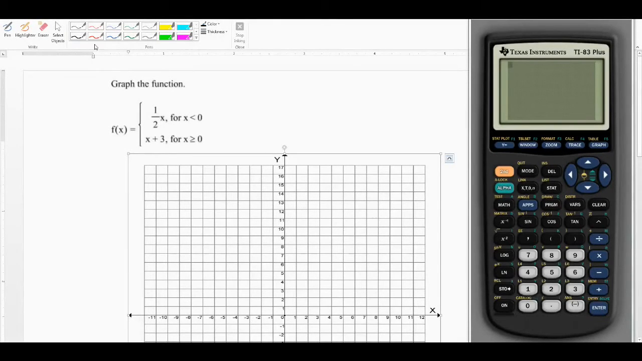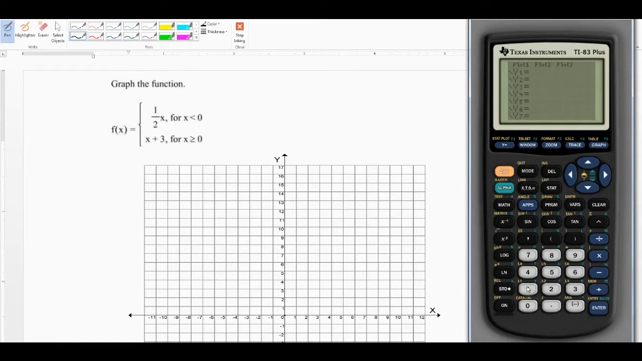Let's graph this piecewise function. Now it's called a piecewise function because it is divided up into two different pieces. The first piece is 1/2 x, where x is less than 0. So I'm going to use my graphing calculator. I'm going to hit y equals, type in 1 divided by 2x, then hit graph.